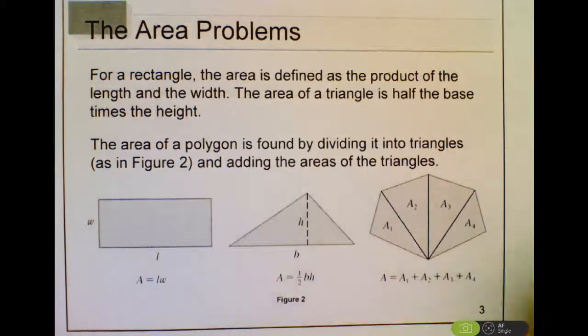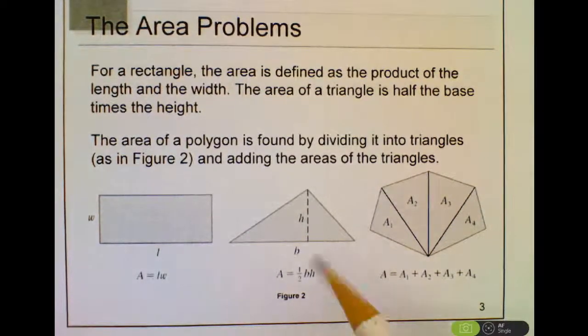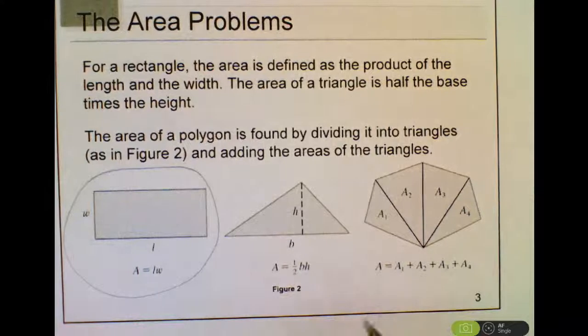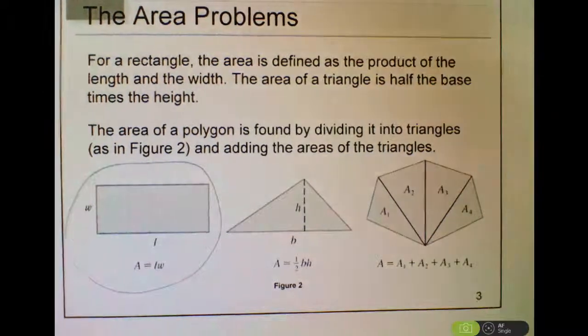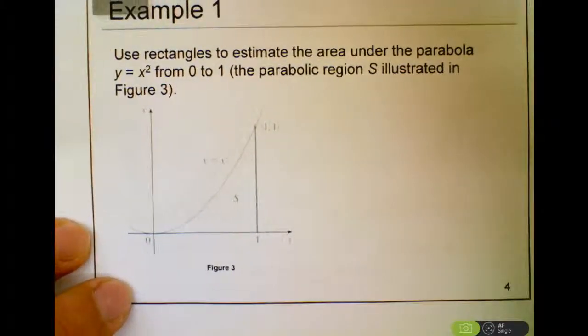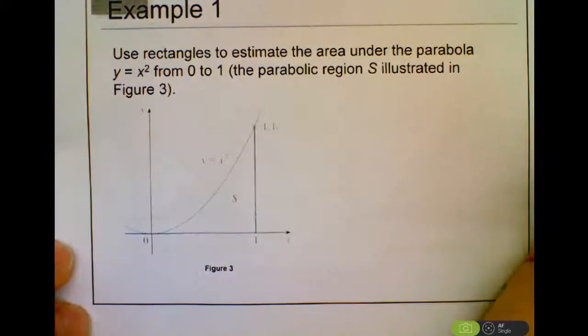As I mentioned before, areas under curves are a little more complicated than finding areas of regular shapes. However, we're going to devise methods to find the area under a curve using simple areas like the area of a rectangle, and we will also be using the area of a trapezoid. So let's look at example 1, which says: use rectangles to estimate the area under the parabola y equals x squared from 0 to 1.